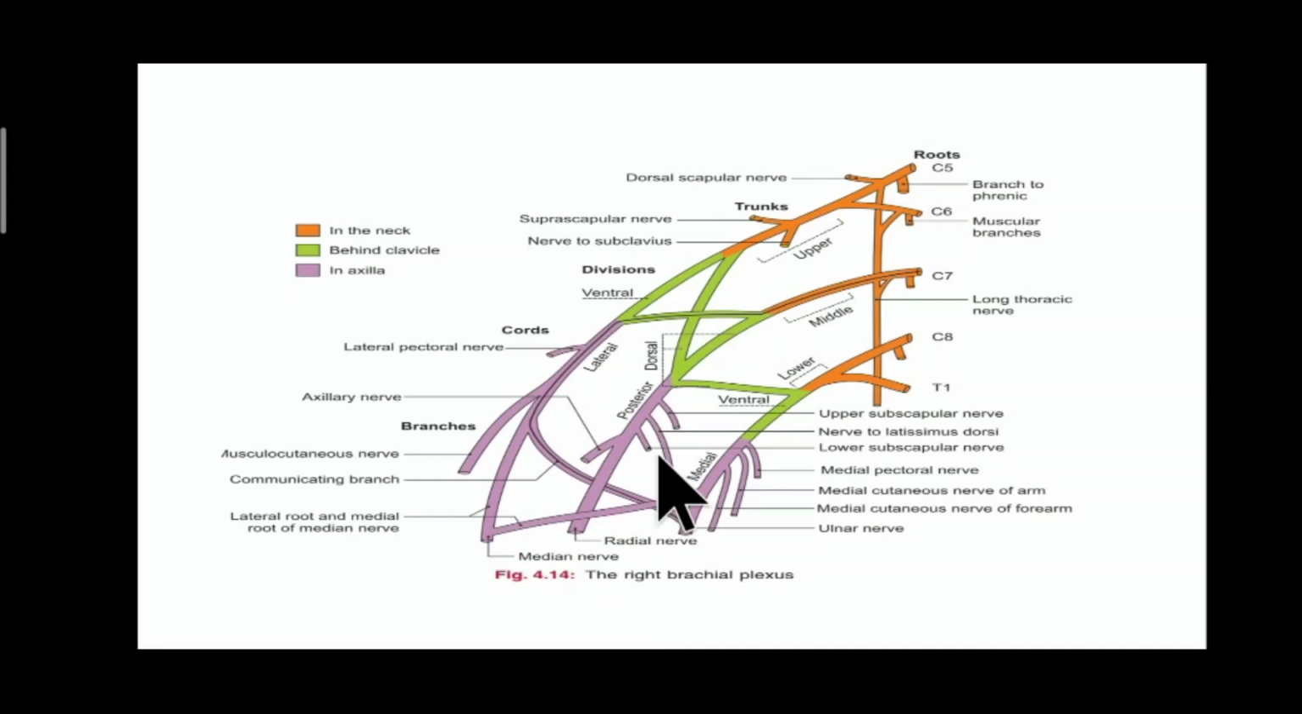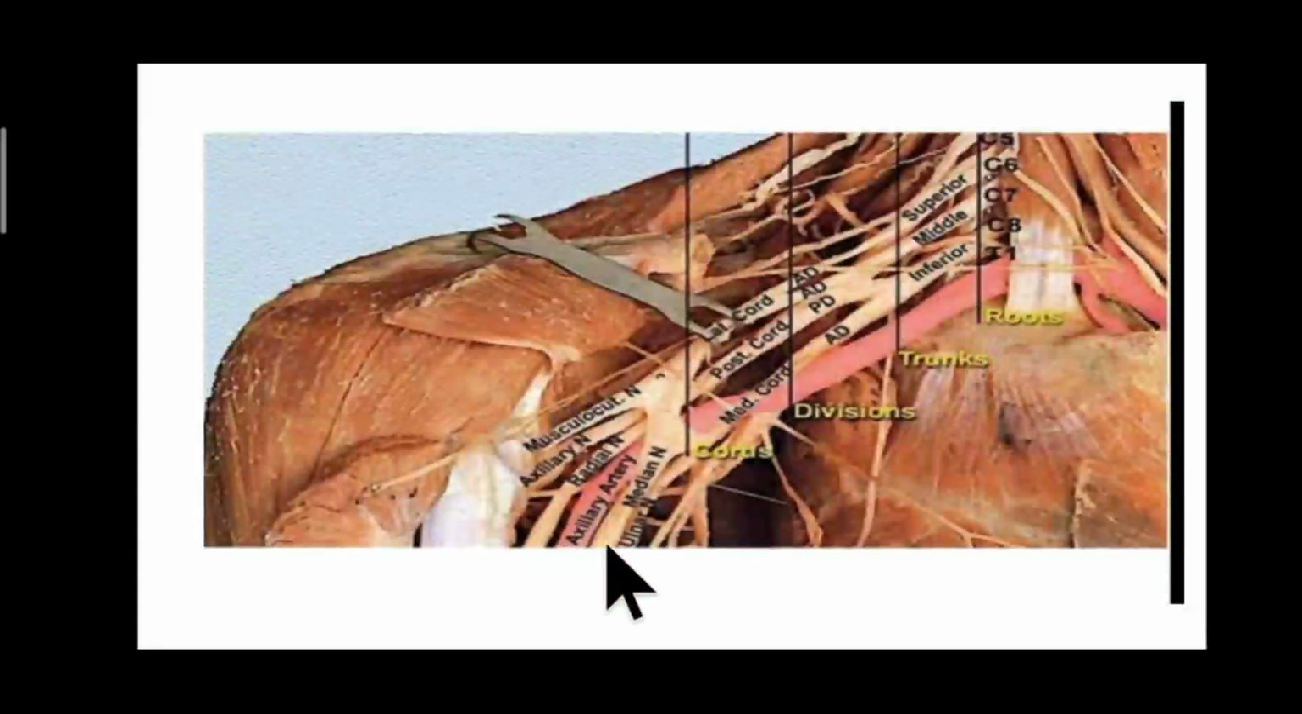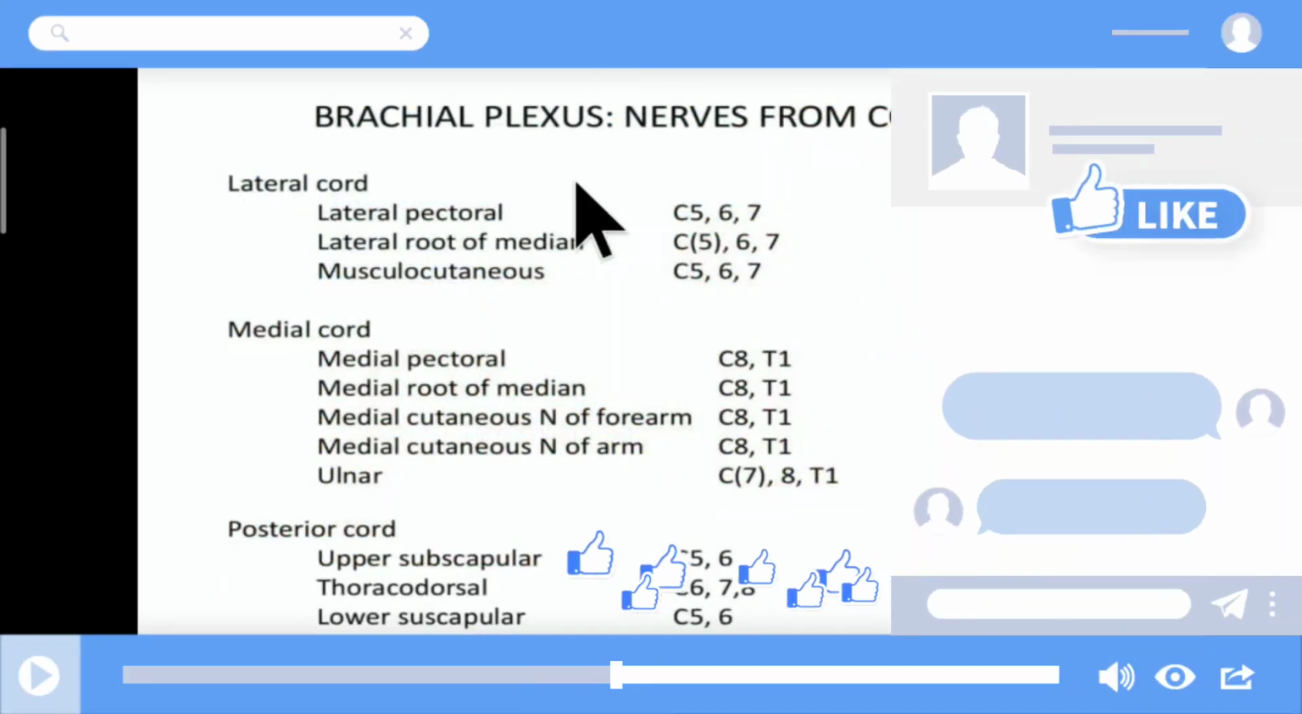And see, this is a dissection pic which I have got. So these are the roots, these are the trunks, superior, middle and inferior, where it divides into anterior and posterior. These are the divisions, and these are the cords, and these are the branches.